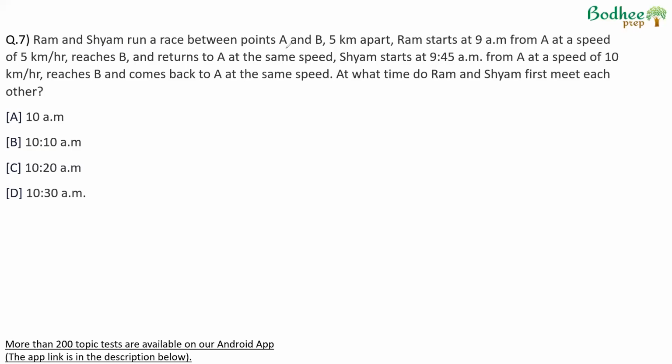Ram and Shyam run a race between points A and B, 5 kilometers apart. Ram starts at 9 a.m. at a speed of 5 kilometers per hour. So if he starts at 9 and the distance between A and B is 5 kilometers, Ram will reach B at 10 and then come back at 11. It will take 1 hour to cover A to B and then B to A.